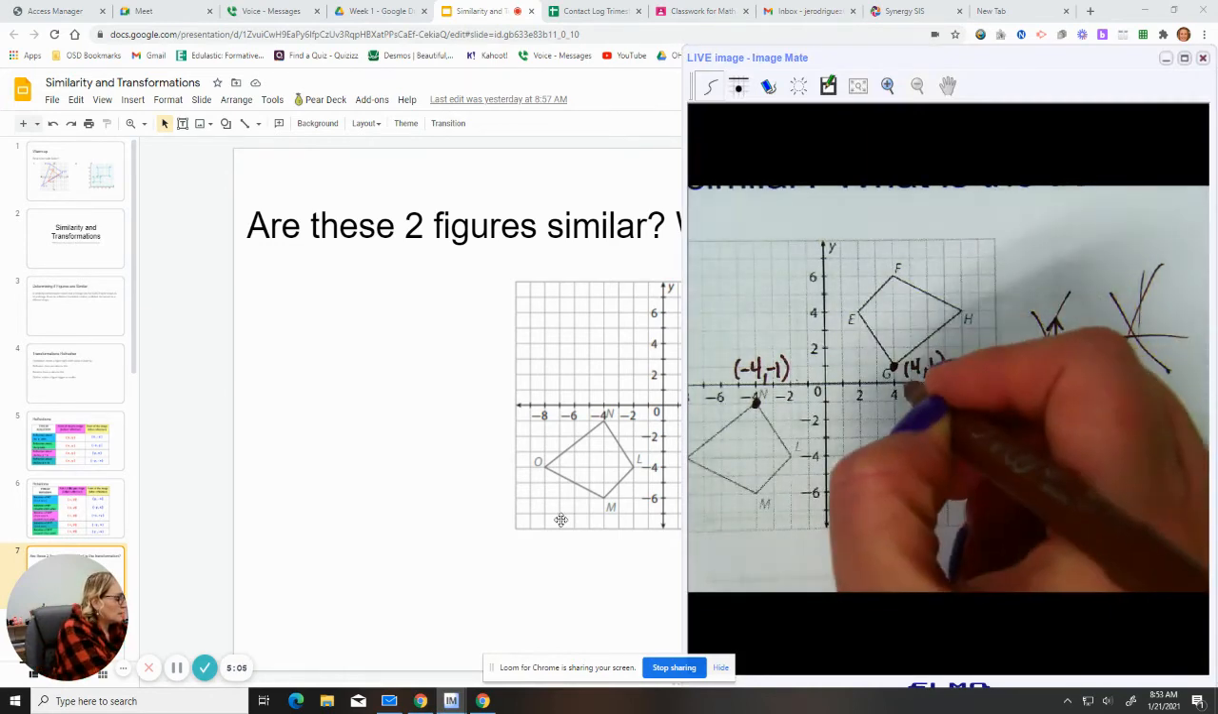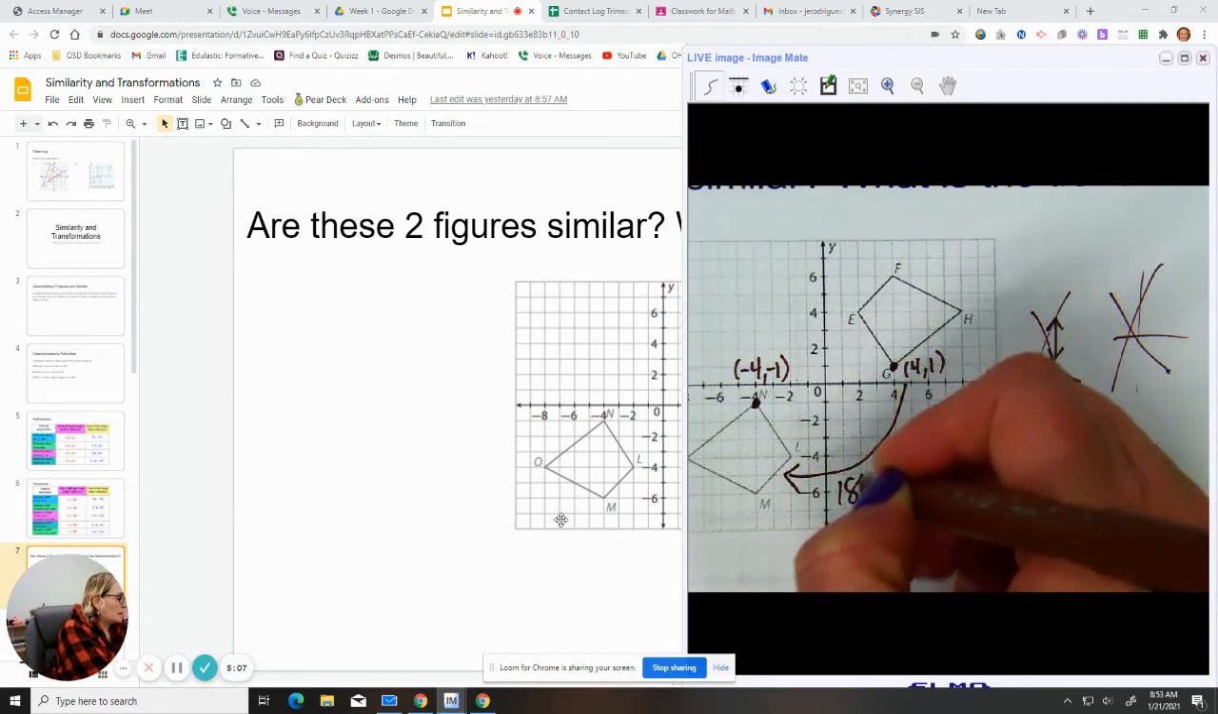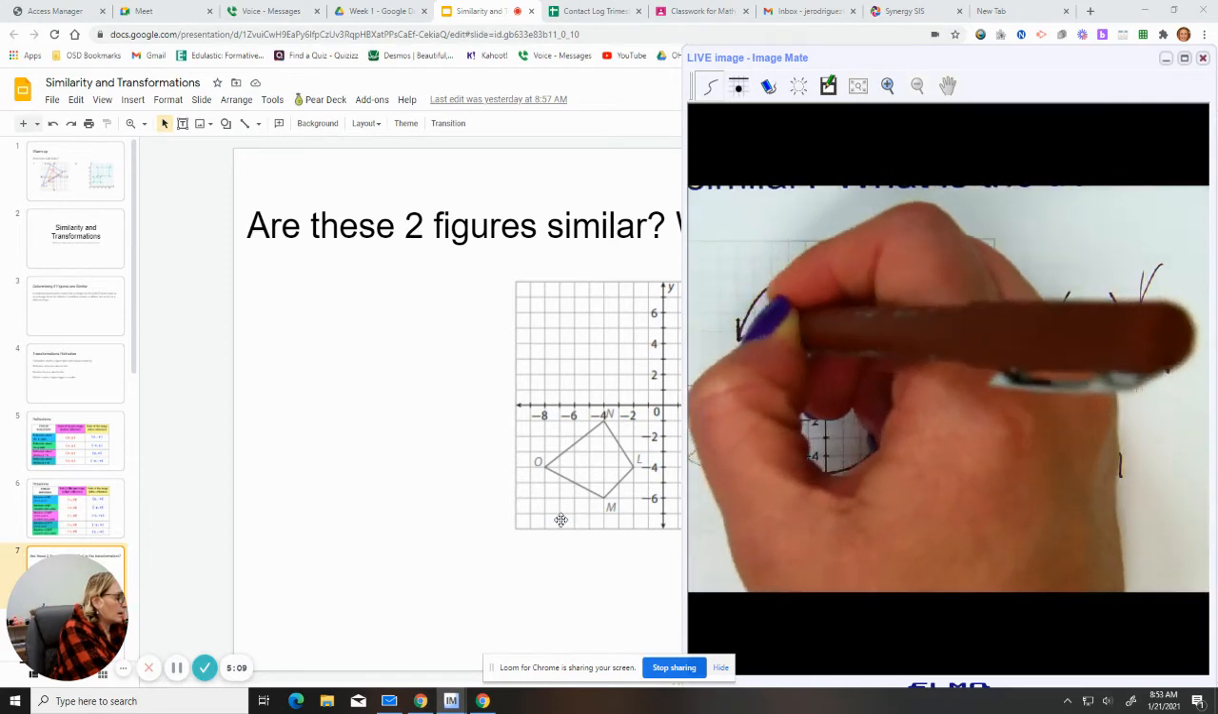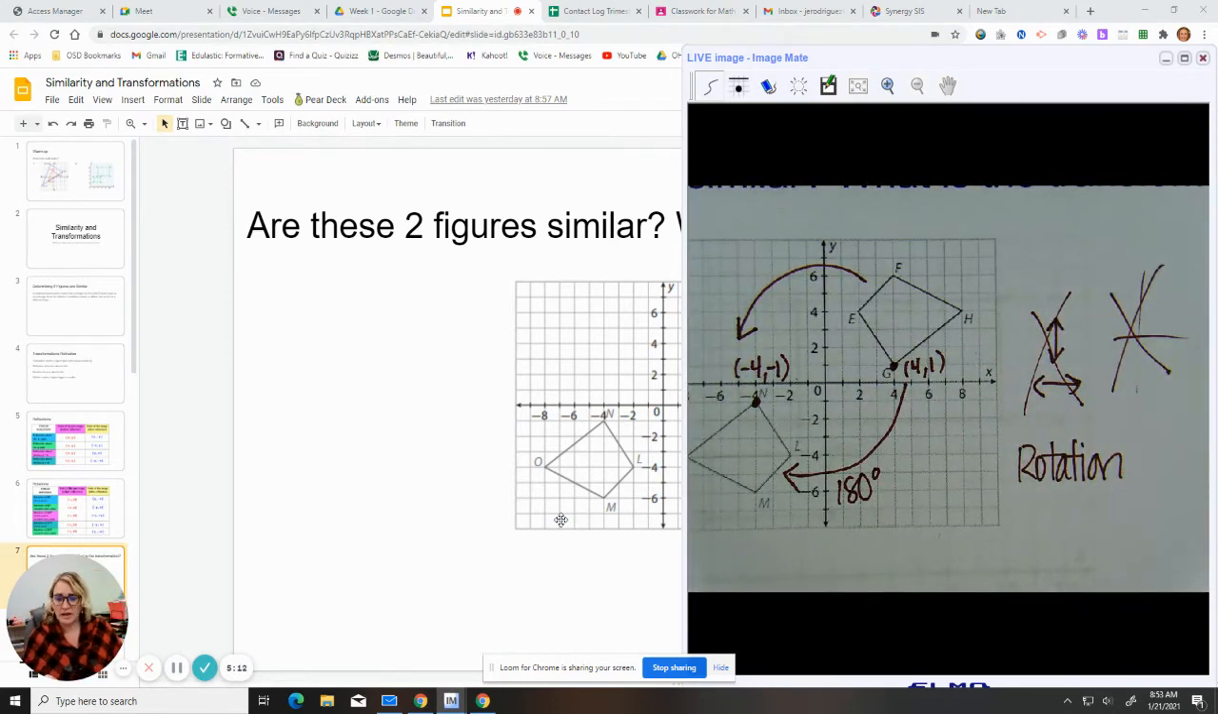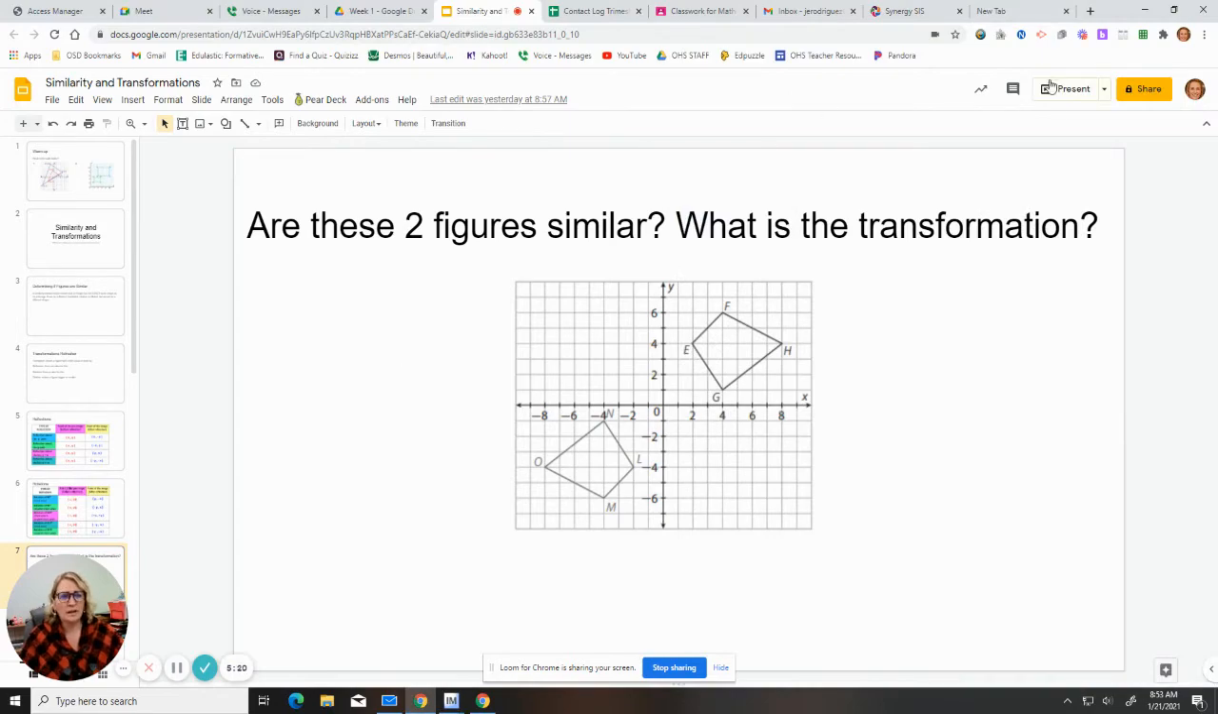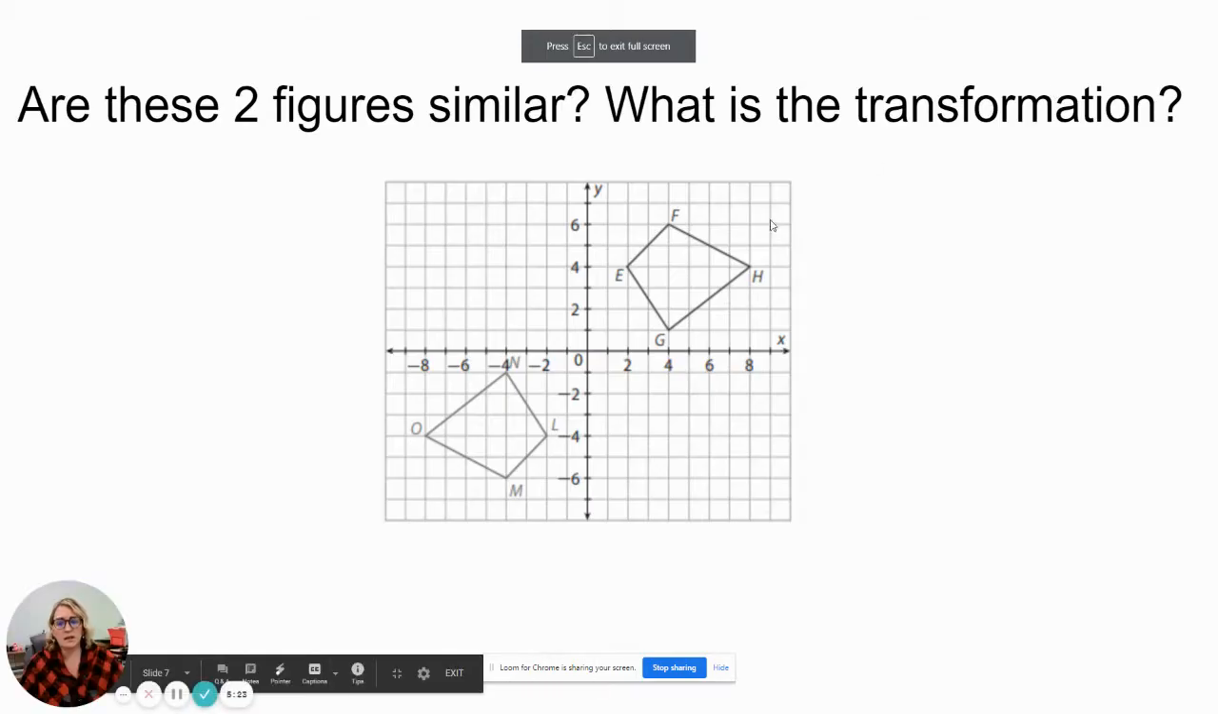that this figure rotated 180 degrees, and you could say clockwise or counterclockwise because 180 is obviously half of a circle and it's going to be the same no matter what. Okay, so this was a rotation. And hopefully as we go through some of these, it's going to be a good refresher and you're going to remember this from the fall.